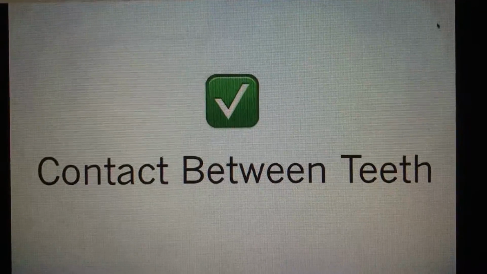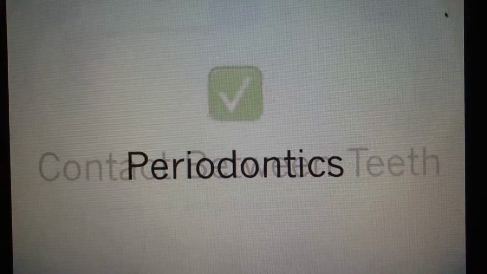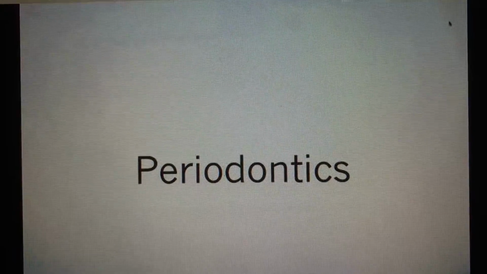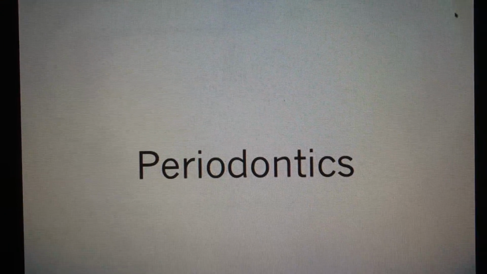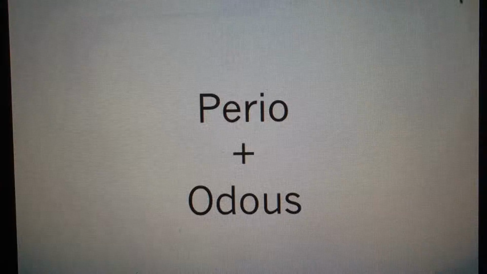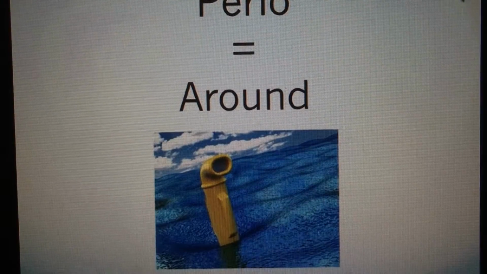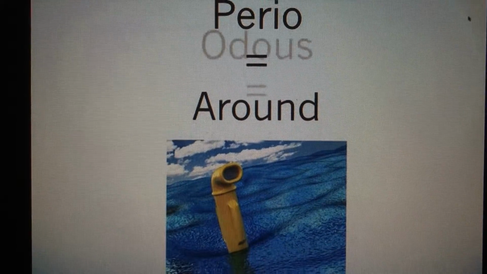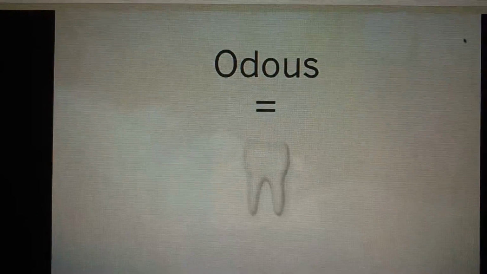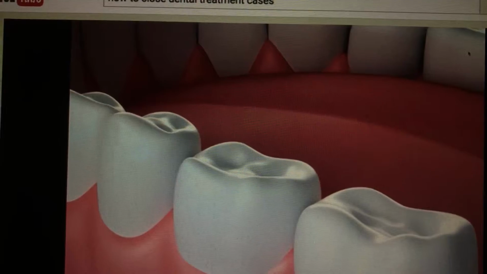The other thing that you can do is break up words to make them understandable. So for example, a word like periodontics. Let's take a look at that. Well, what is perio? You have perio, you have dontics. Perio plus odontos. Perio equals around, like a periscope, all around. And then odontos equals tooth. So we're talking about what goes around the tooth.